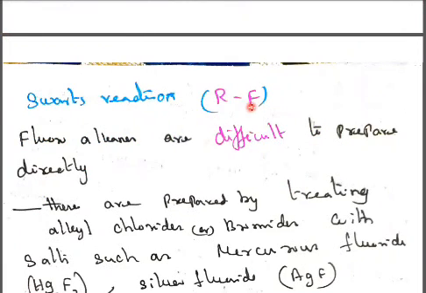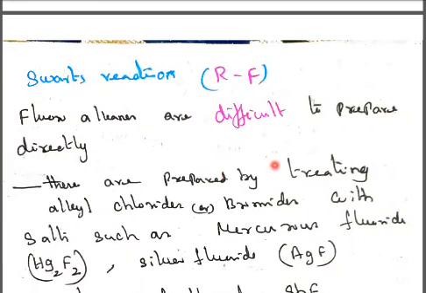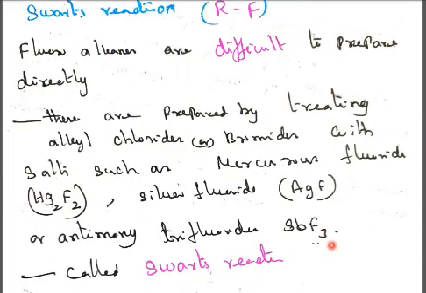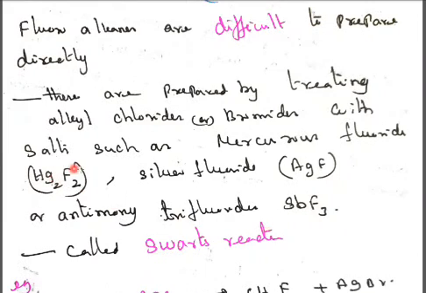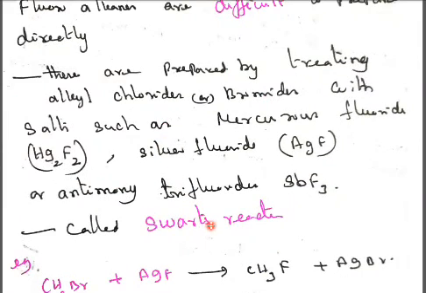Then the Swarts reaction is for alkyl fluoride. So the Groves reaction is for alkyl chloride, the Finkelstein reaction for alkyl iodide, and the Swarts reaction for alkyl fluoride. Fluoroalkanes are very difficult to prepare by direct methods. So in this, alkyl chloride or alkyl bromide is treated with the salts of mercurous fluoride Hg2F2, silver fluoride AgF, or antimony trifluoride SbF3. These are the salts used, and that is called the Swarts reaction.